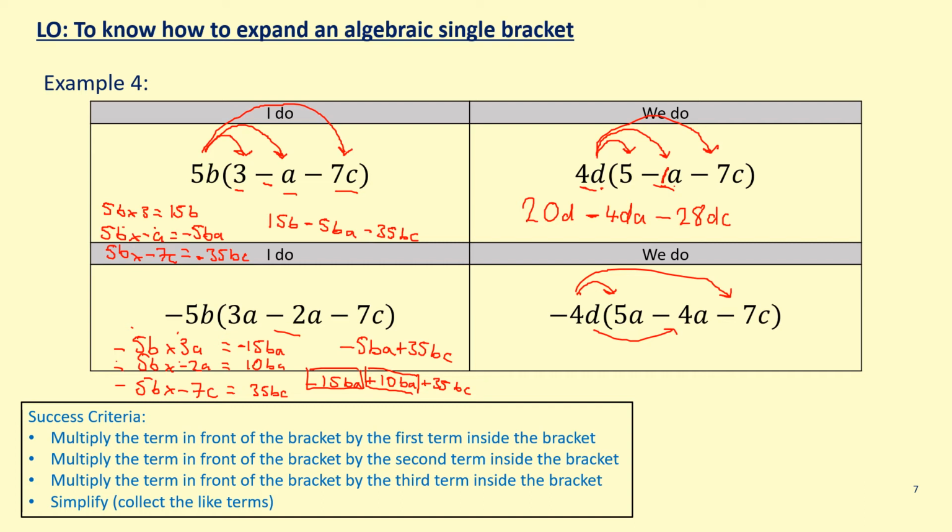So minus 4 times 5 will give us 20, and it's a negative number because the negative times a positive. So minus 20 dA. Minus 4 times minus 4 would give us 16. It's a negative times a negative, so that becomes a positive, and then it's dA. And now we have minus 4 times minus 7, or 7 times 4 is 28. Negative times a negative, so it's a positive dC. We need to collect like terms.